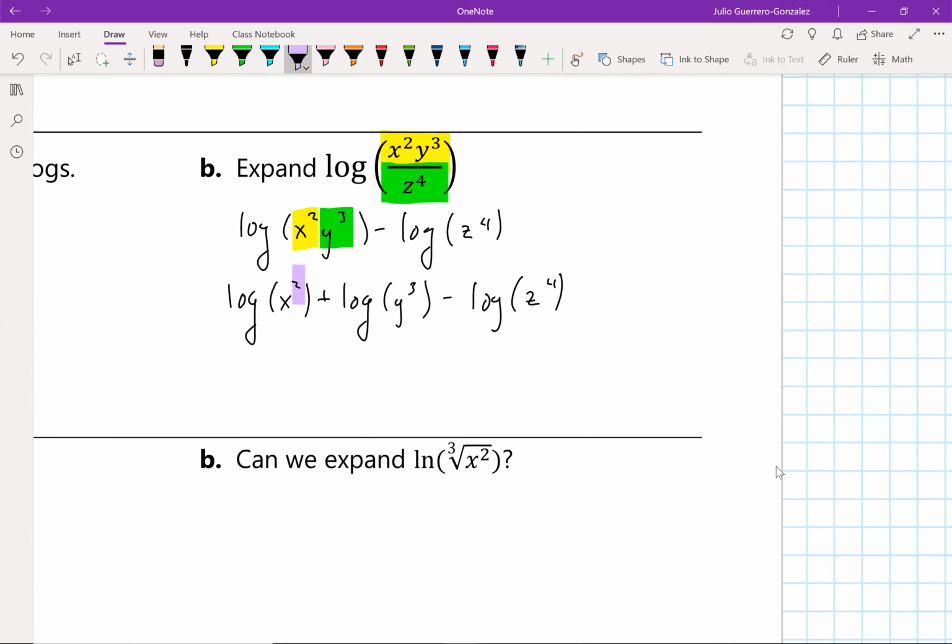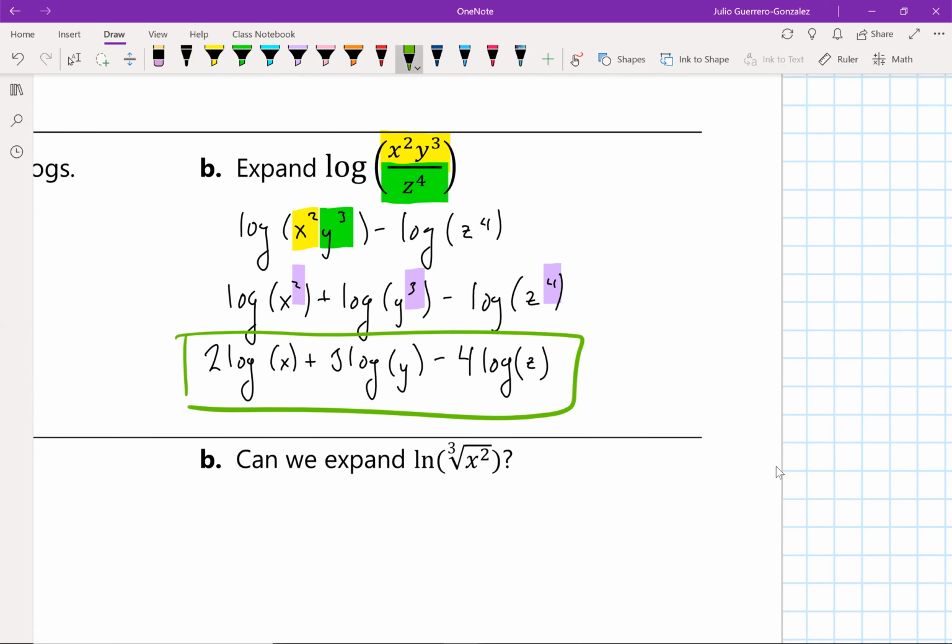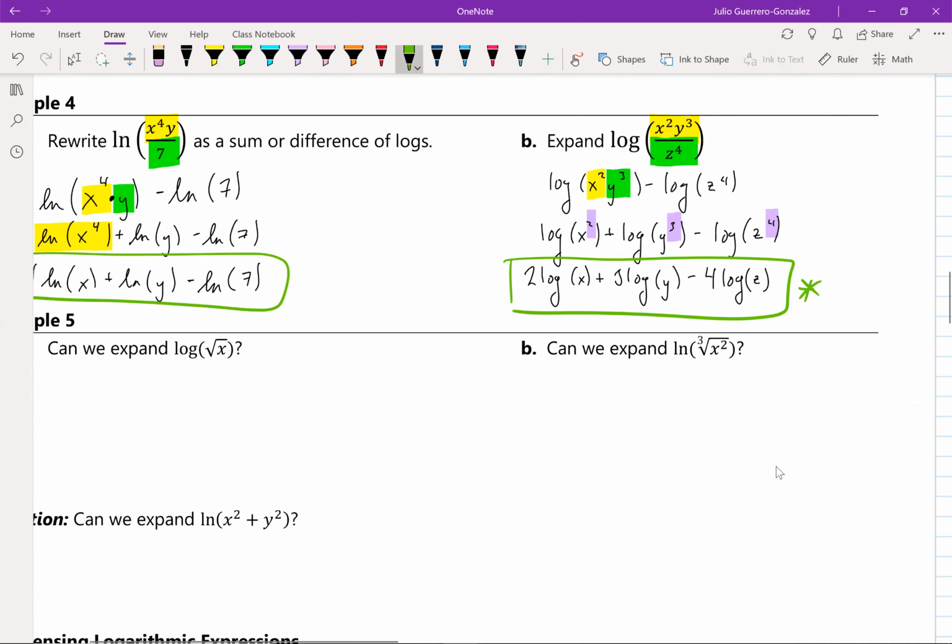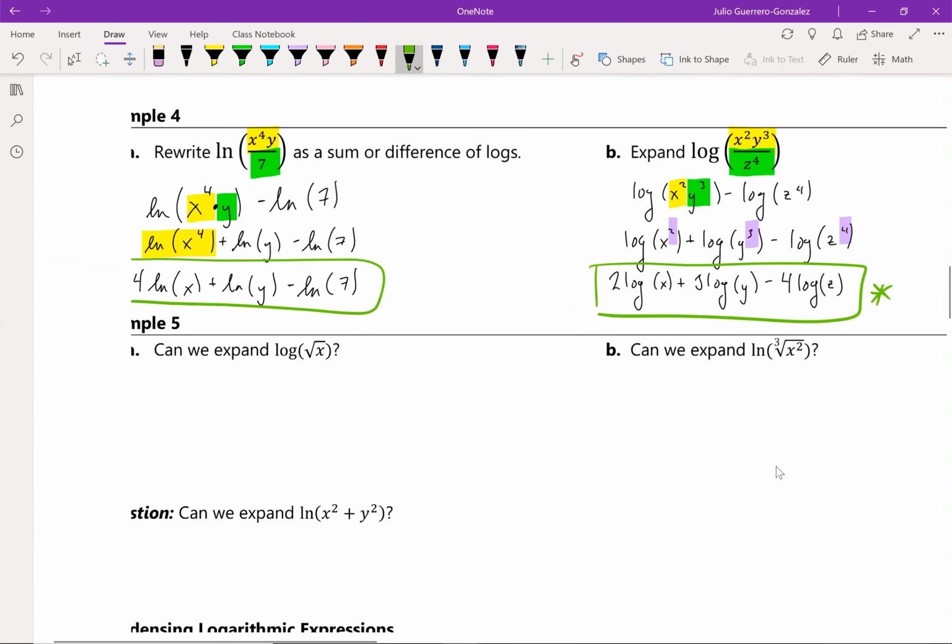And now we can use our new rule that brings each one of those exponents up front, right? So 2 log x plus 3 log y minus 4 log z. And now I am done. Oh, yay, that's what I got. Boom. Got it? Yeah. Okay.